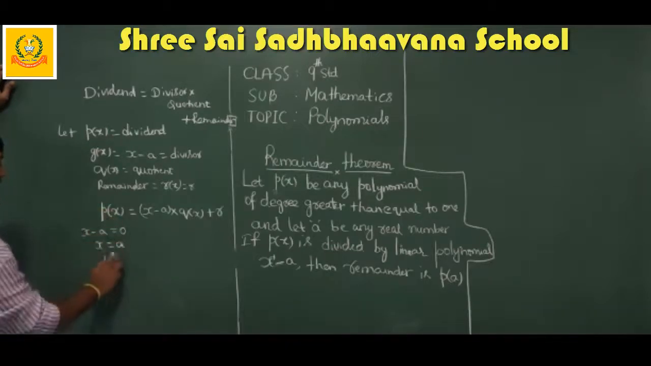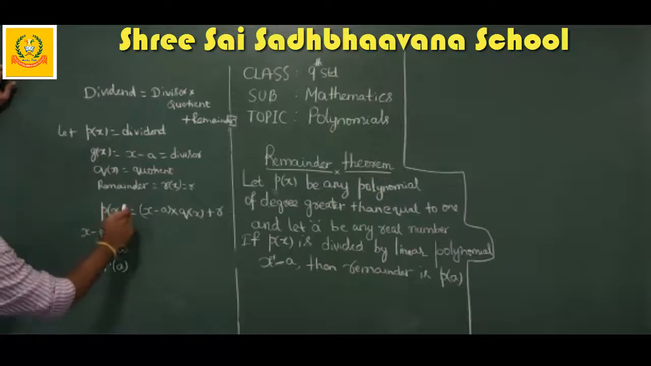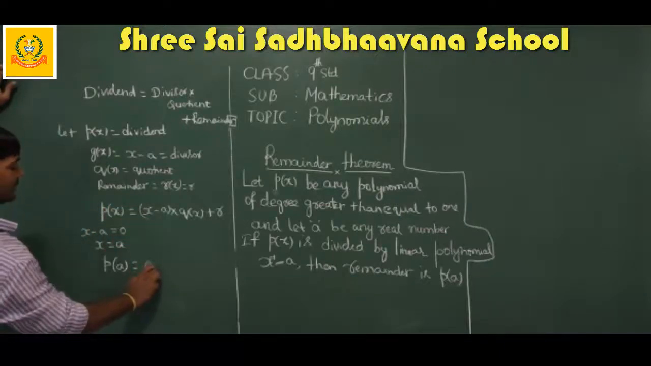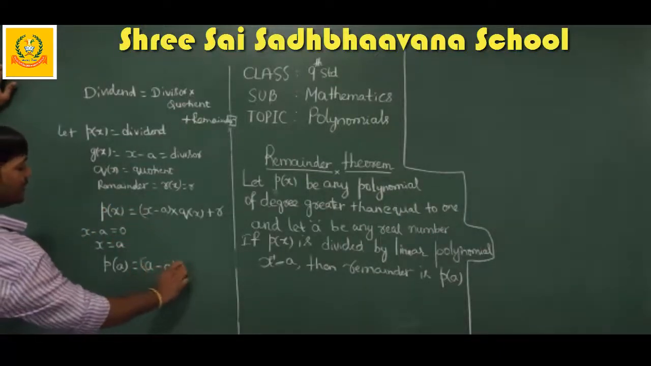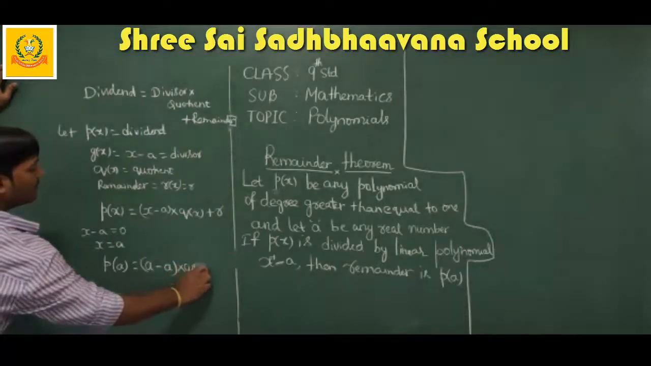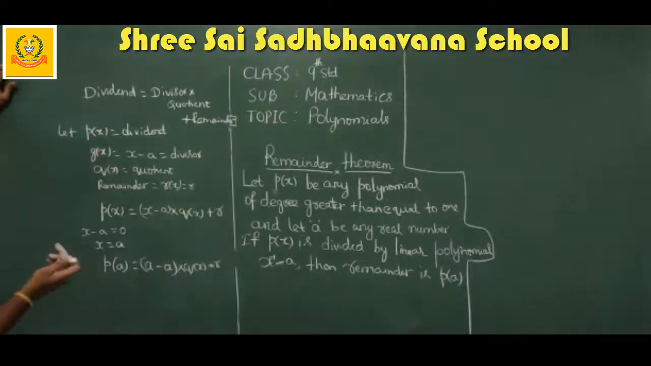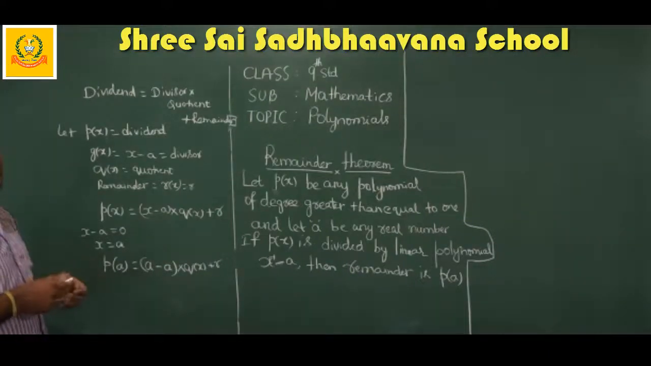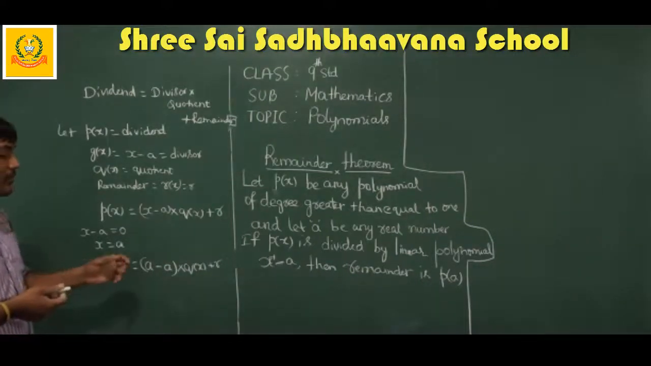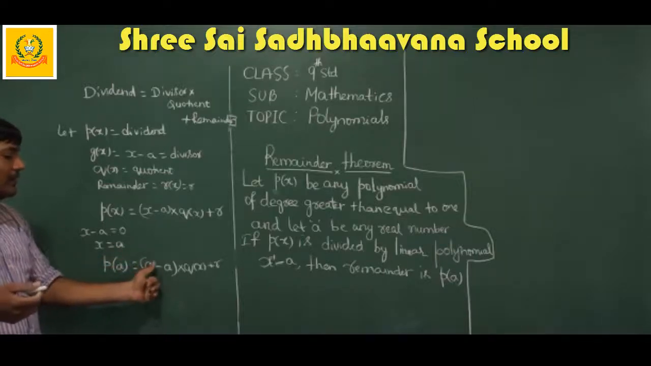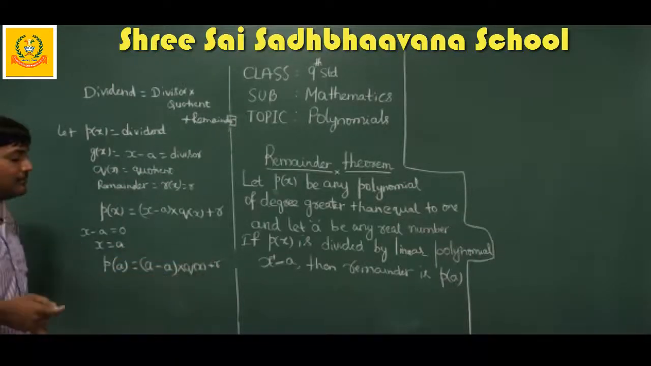Substitute a in the place of x. So if I substitute a in place of x, this becomes a minus a into q of x plus r of x. Both are the same, because the remainder may be a constant, or sometimes a linear polynomial also. So, a minus a into q of x plus r.